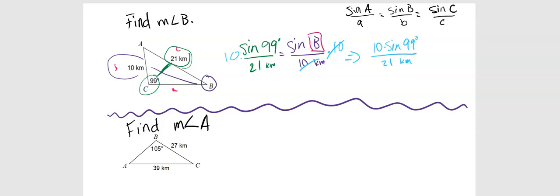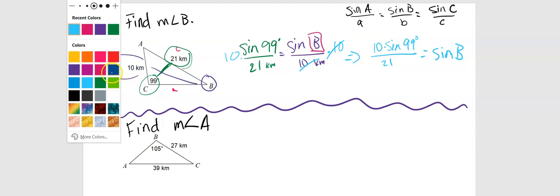I actually just realized I don't need this kilometers here. The units are going to go away. And then I'm left with sine of B. Okay, so I am so close to having that angle all by itself. Now, I have sine of B isolated, but I don't have B completely isolated. Not yet, at least.